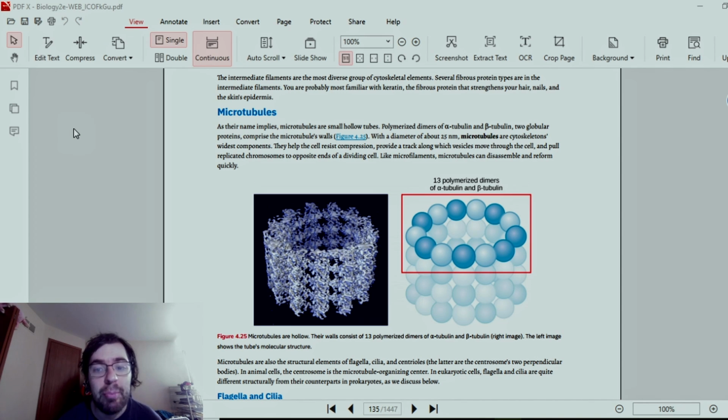Like microfilaments, microtubules can disassemble and reform quickly. Like I said earlier, it helps in mitosis, which is basically cell division, creating new cells, new copies of cells. And by the way, when it says to resist compression, it means like when you press down on a cell, it doesn't just burst.